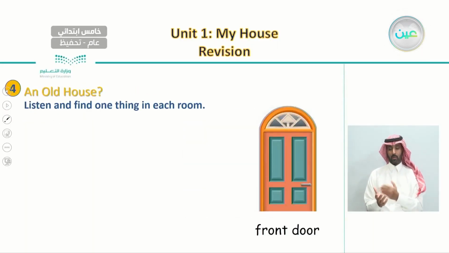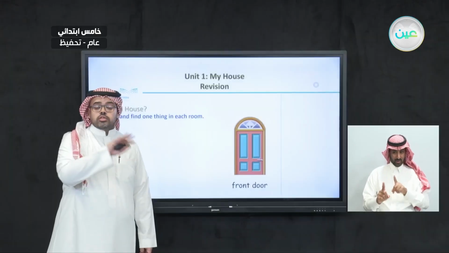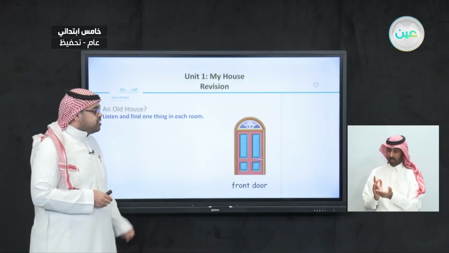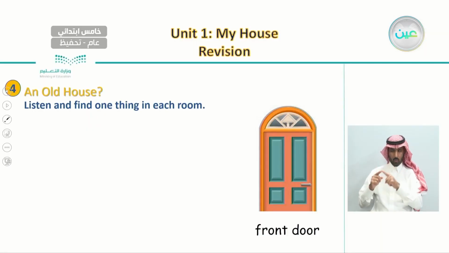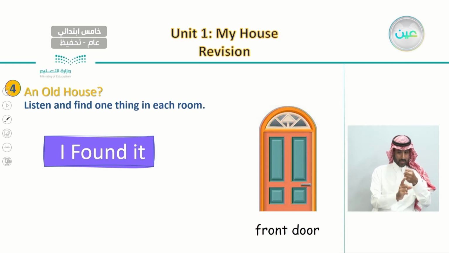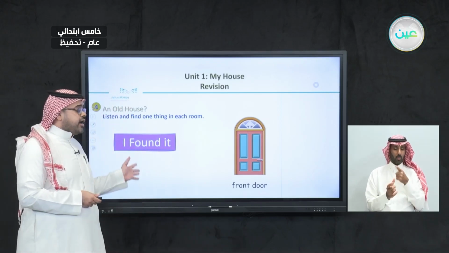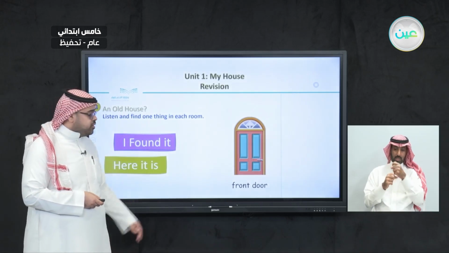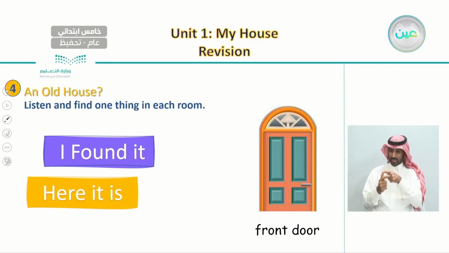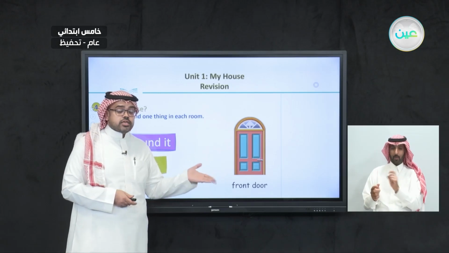After this, we listened to something we called an old house, where we went together on a tour of different rooms, and we listened to find one thing in each of these rooms. For example, we have this house. We start at the front door, and if we are looking for something, there are two phrases we should say. The first one is, "I found it," and the second one, "Here it is." I found it, and here it is.